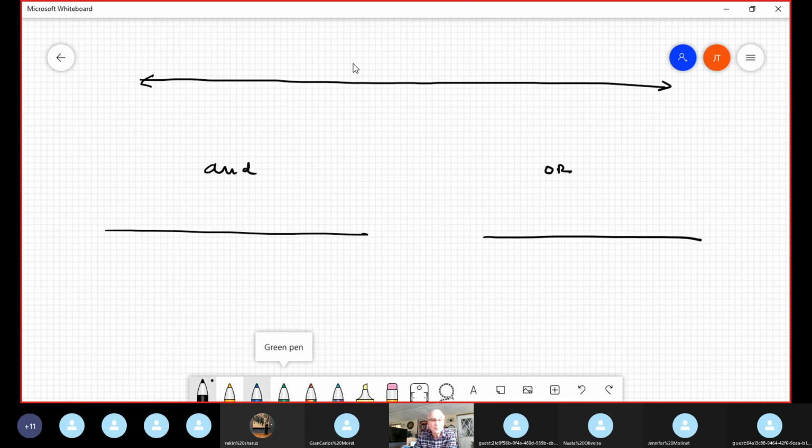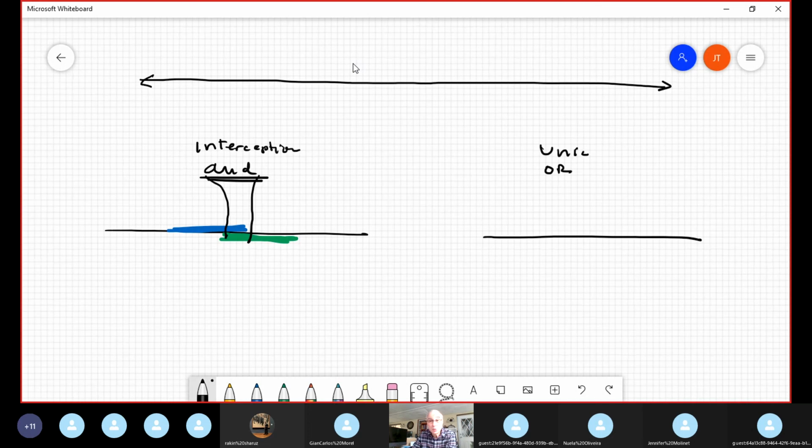Suppose that we have two intervals, blue and green, and this is their position. The and is that part, the intersection, the common part, the part that both intervals touch. This is the idea. Or is union, and union means both together, not necessarily repeating the common part.